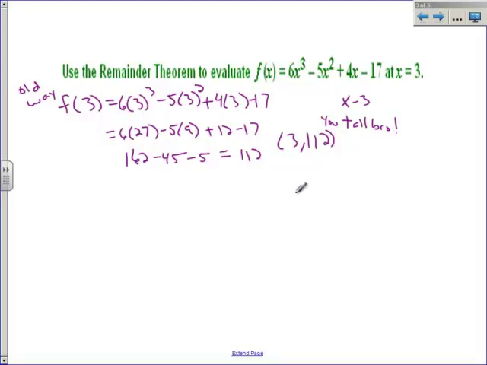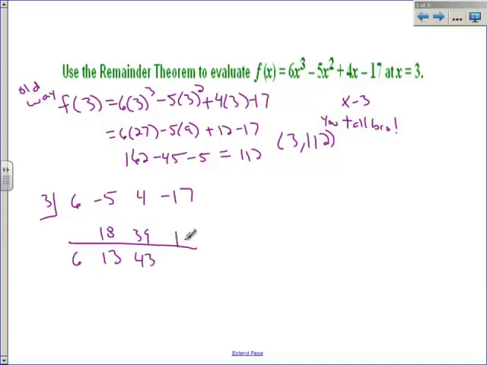Okay, so let's use the remainder theorem to do this. Let's make this connection. The remainder theorem says if you set up synthetic division and you put the number in the little box and you do your coefficients going all the way across, making sure they're going in descending order, then we drop our 6 down, multiply, add, multiply, add, multiply, add. The remainder theorem says the remainder is the function value.